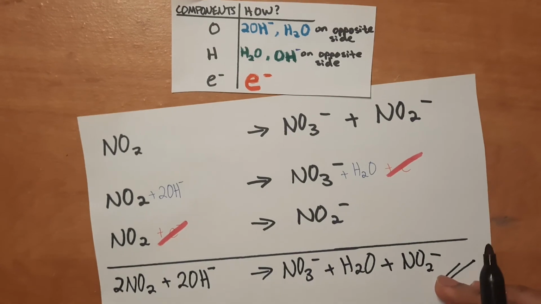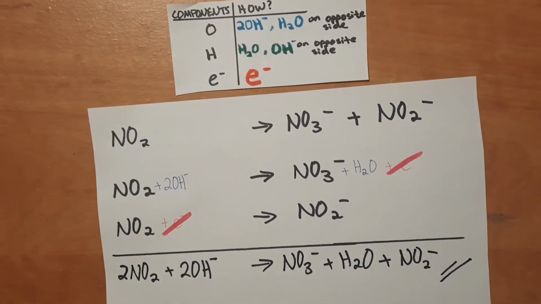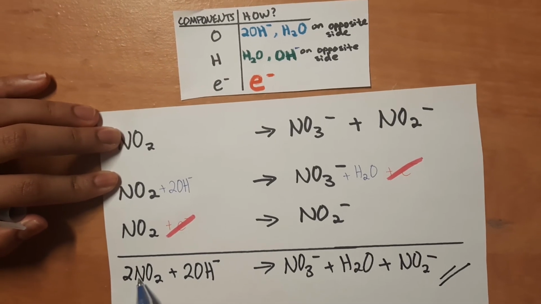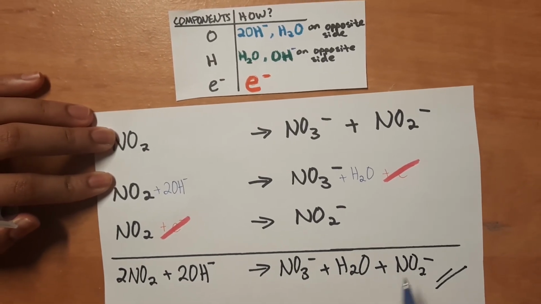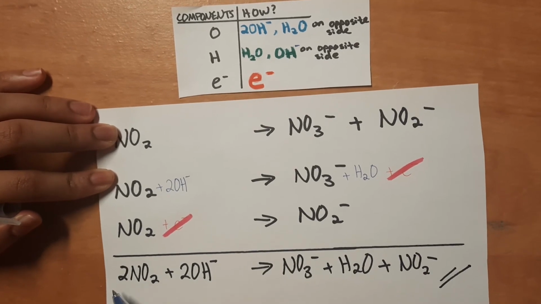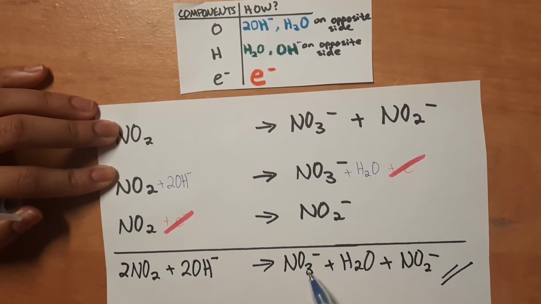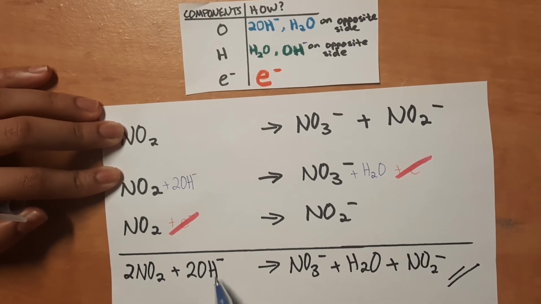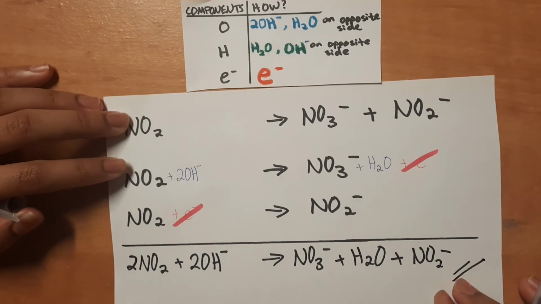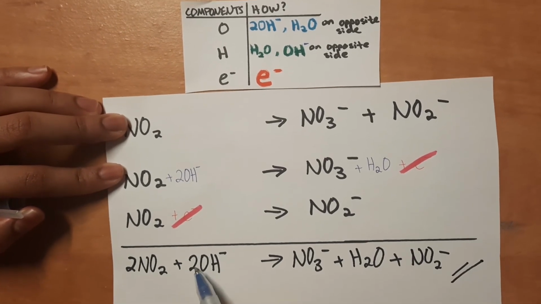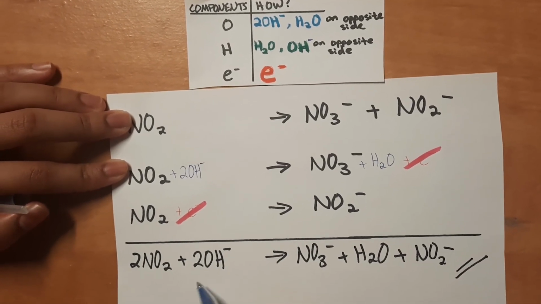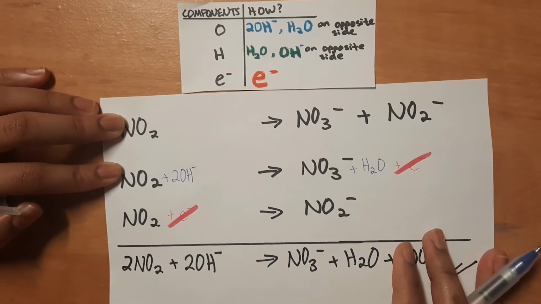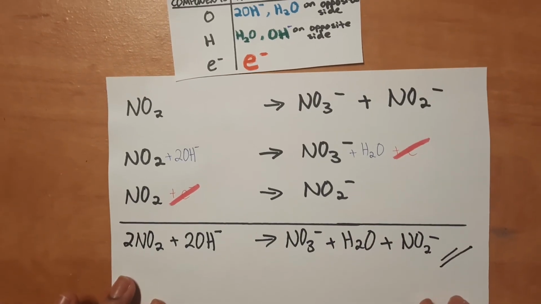Let's check if we did it right by counting the atoms and the charges. So we have 2 nitrogens here, 1, 2 nitrogens here. We have 4 plus 2, 6 oxygens. 3, 2, 1, 6 oxygens. We have 2 hydrogens. We have 2 hydrogens. Okay, perfect so far. Now let's check the charges. We have a charge of 2 negative on the left side. Negative, negative, 2 negative on the right side. So this is our final answer and we are done.